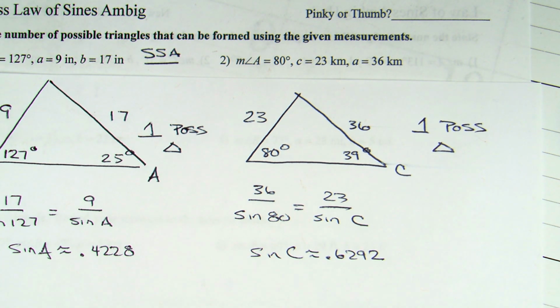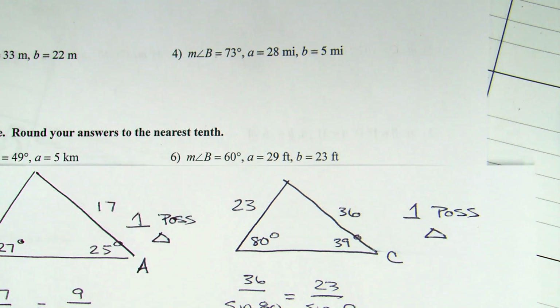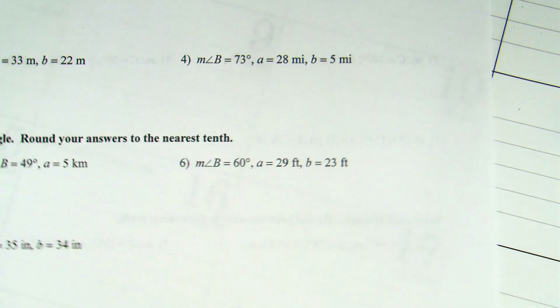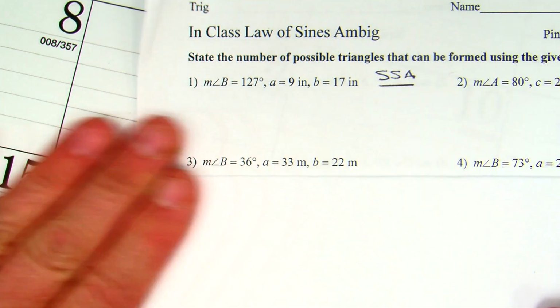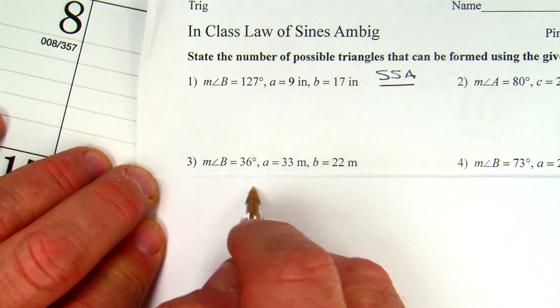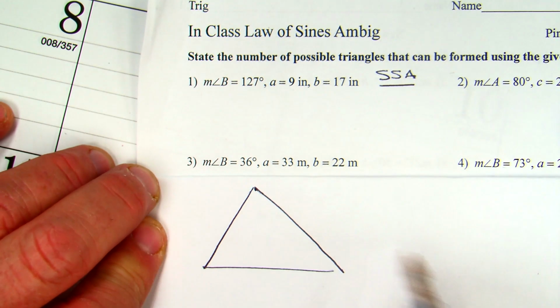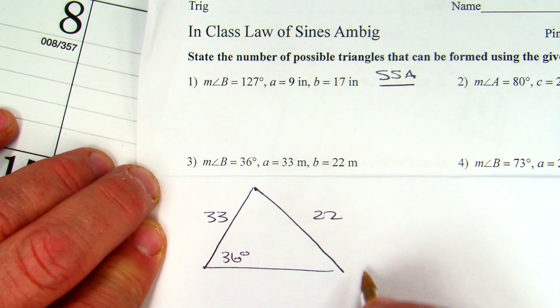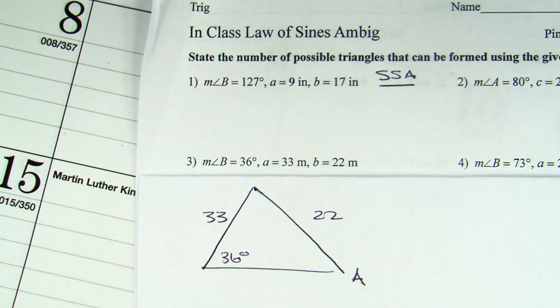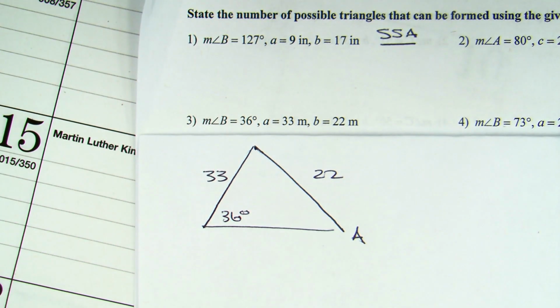Good so far? All right, let's go down a little bit to 3 and 4. So number 3, the measure of angle B is 36 degrees, A is 33, B is 22. So I got my triangle, my 36 degrees with my 22, my 33, and my A. Do me a favor, take about a minute and a half, 2 minutes to find the sine of A.